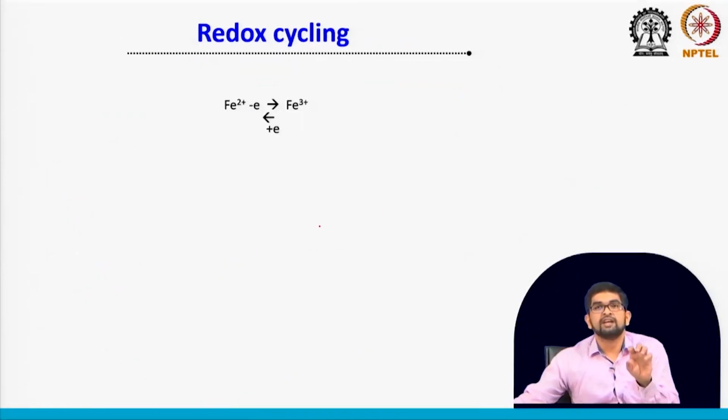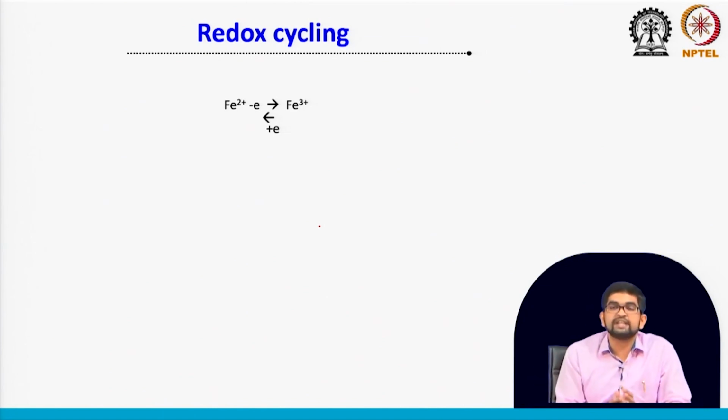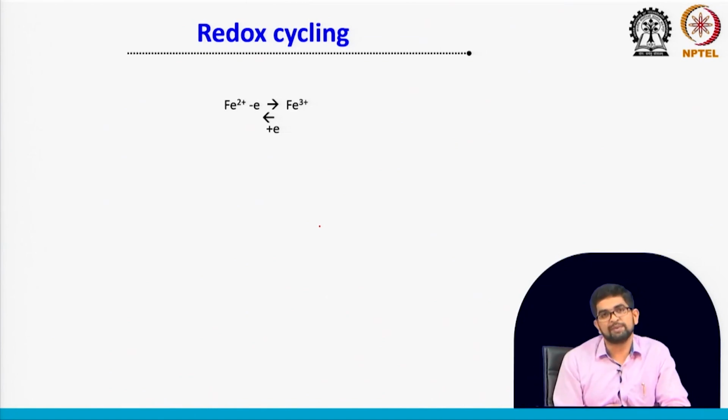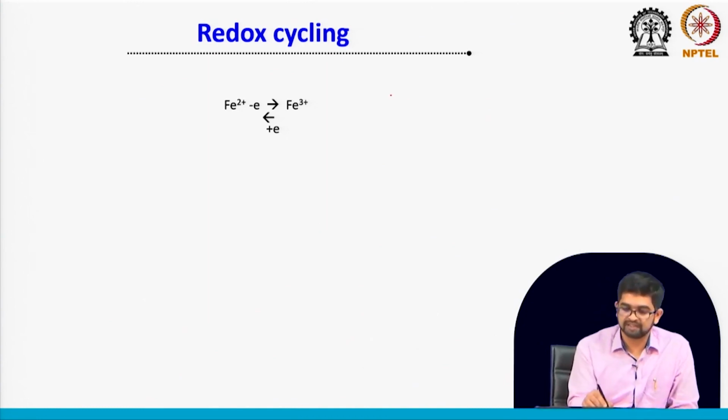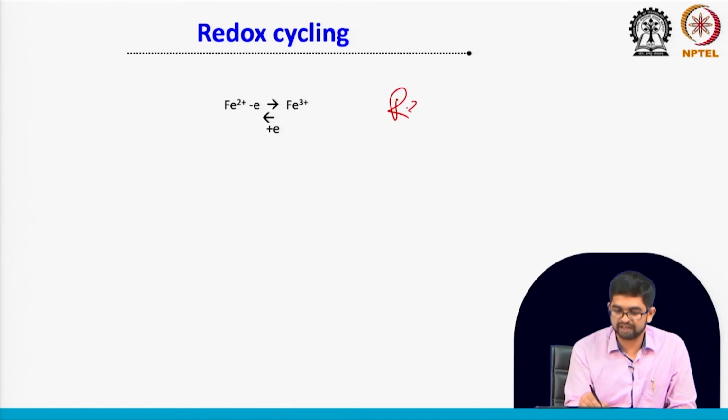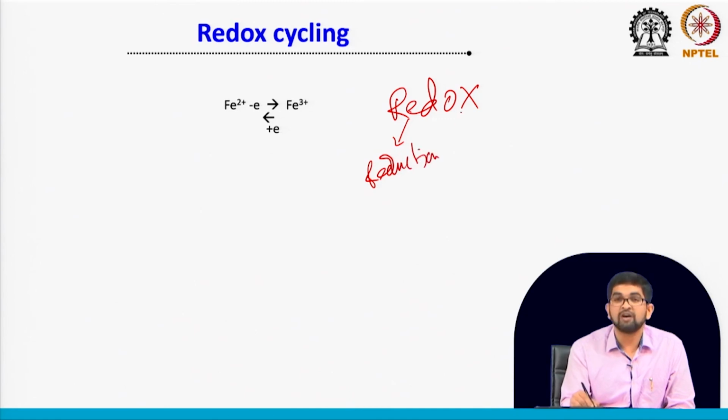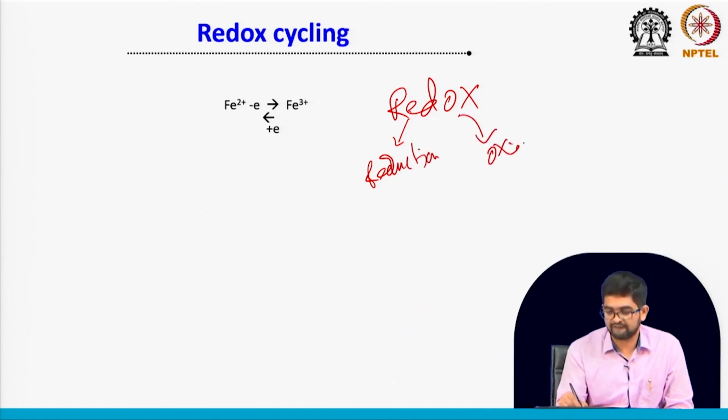Okay. Now I will come to redox cycling. What is redox cycling? That can help signal amplification. So redox cycling is two reactions. One is redox, where red means reduction, and ox means oxidation.